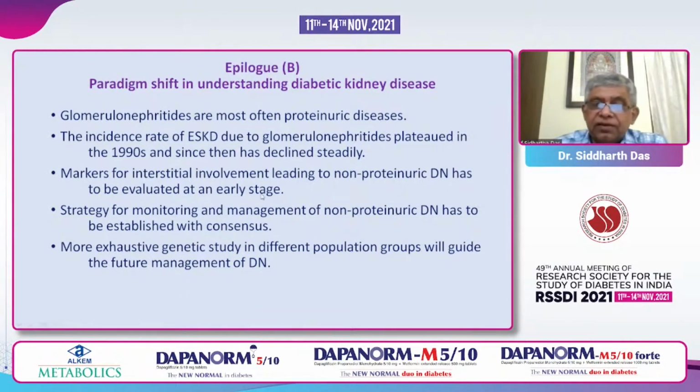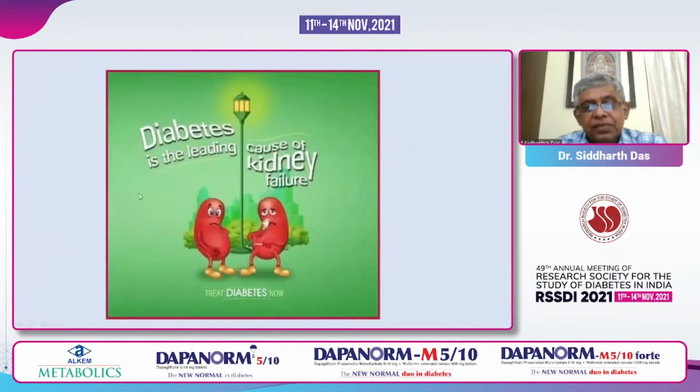Markers of interstitial involvement leading to non-proteinuric diabetic nephropathy have to be evaluated at an early stage. A strategy for monitoring and management of non-proteinuric diabetic nephropathy has to be established with consensus. More exhaustive genetic studies in different population groups will guide us in the future management of diabetic nephropathy. Diabetes is the leading cause of kidney failure. Treat diabetes now. Thank you.